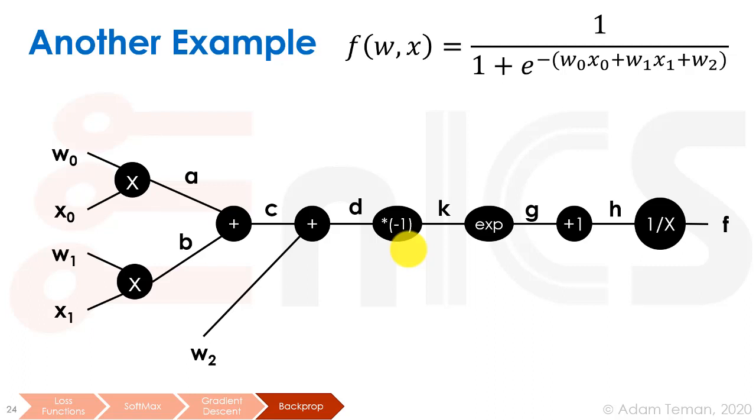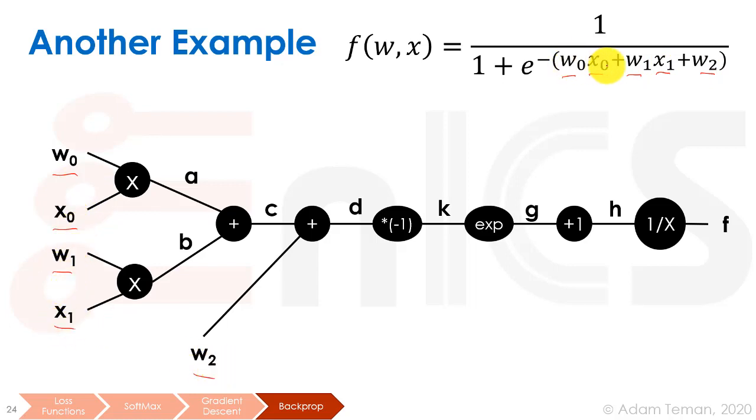So let's take a bigger example just to take a look at, and we have this more complex function. We have f of w and x equals 1 divided by 1 plus the exponent of minus w0 x0 plus w1 x1 plus w2. So let's take that whole thing and make a computational graph out of it. What we have as our inputs are the weights and the inputs, so w0, x0, w1, x1, and w2 are inputs. So we have them here.